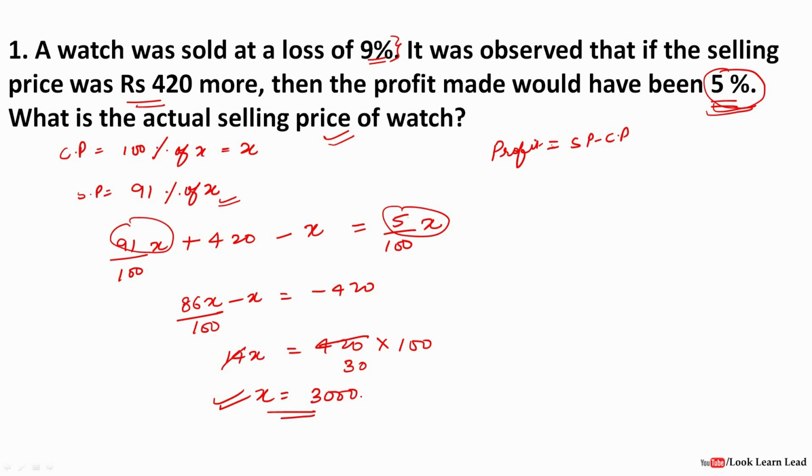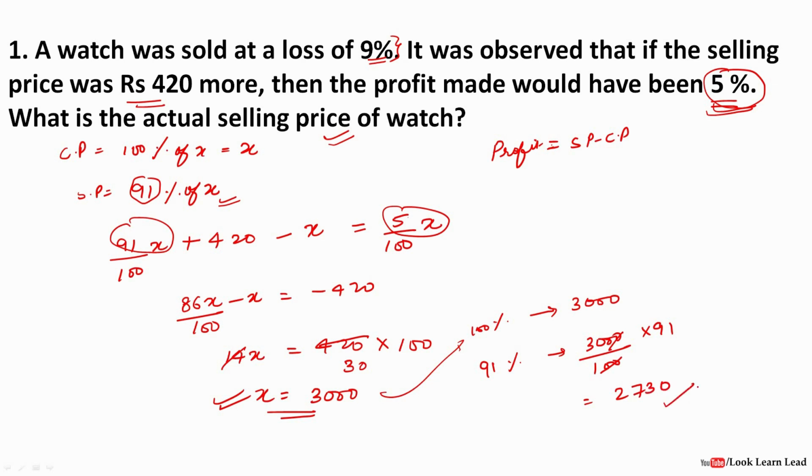Okay, so X is what? It is 100%. X is the cost price. So cost price is 100%. If 100% is equal to 3000, what we have to calculate? We have to calculate 91%. Then 91% would be equal to 3000 upon 100 into 91. When we calculate all this, 91 threes are 273, you would have 2730. 2730 is our selling price. You can go through once again. 100% is the cost price and 91% is the selling price. That's why we have calculated like this. Okay, let's move on to the next question.